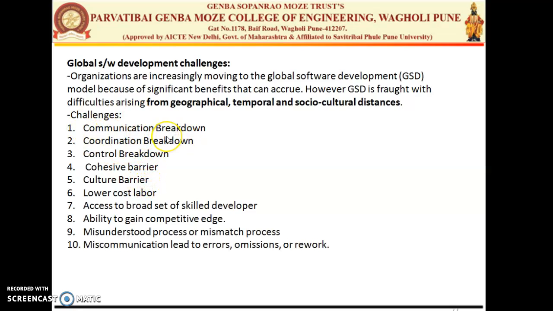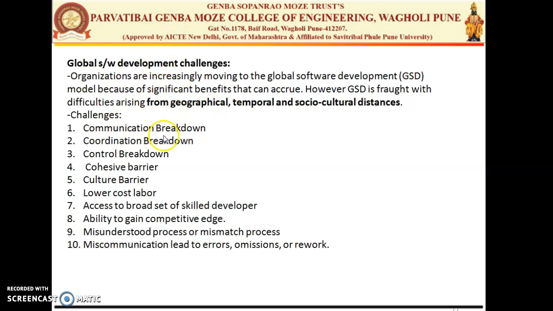So let's see some challenges in global software development. The first is communication breakdown or communication issues. Then there are three main things. First is geographical, second is temporal and third is the sociocultural distances. So these are the main things which affect global software development. Why? Because the persons are distributed geographically to different locations. So there are cultural distances, temporal distances, and geographical distances, because the timings change. So we'll see one by one.